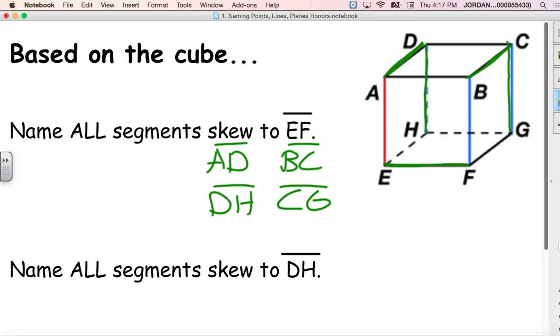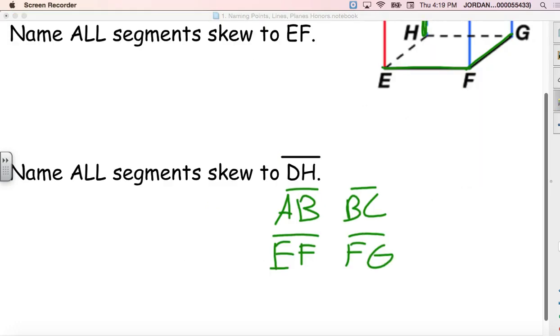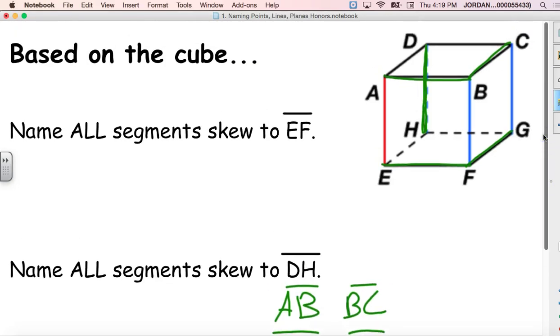All right, see if you can identify what the skew lines are to DH. Go ahead and pause and give it a try. Here are the 4 lines that are skewed to DH: AB, BC, EF, and FG. Okay, and you can see it in the picture. You got DH back here along the back side. So you want lines, again, that don't run into DH. They're not going to hit it, and they're also not going to run right along beside it.